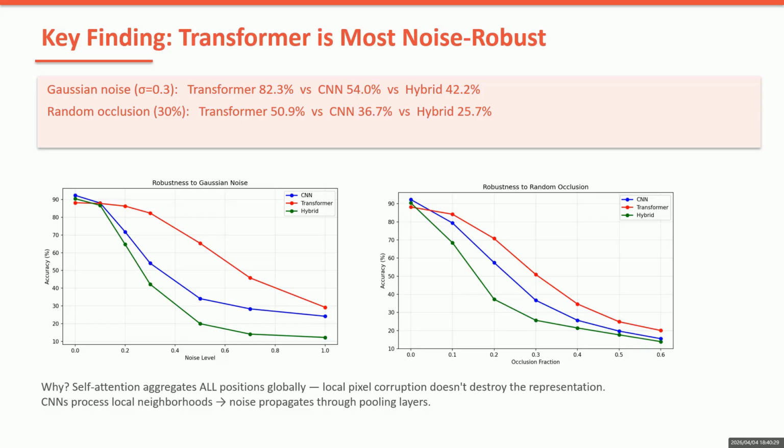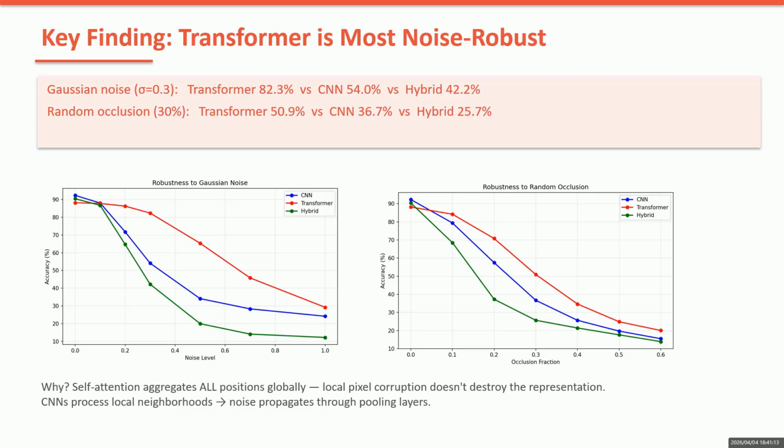The same pattern appears with random occlusion. When I randomly mask 30% of pixels, the transformer keeps about 51% accuracy, while the CNN drops to 37%. So why does this happen? Because self-attention looks at all parts of the image at the same time. When some pixels are corrupted, the other uncorrupted regions still contribute to the final decision. The noise gets averaged out, but a CNN processes small local windows. When you corrupt a few pixels, it directly damages the local features, and that damage cascades through the pooling layers.